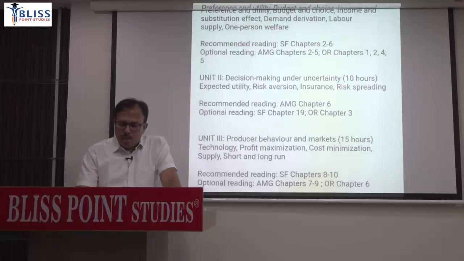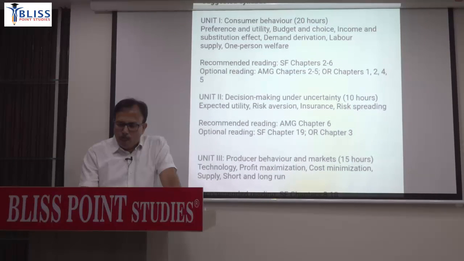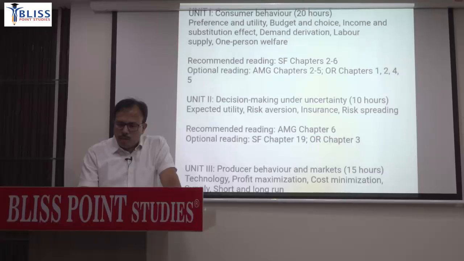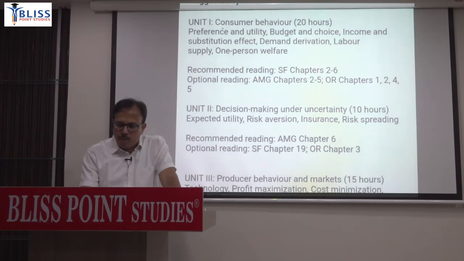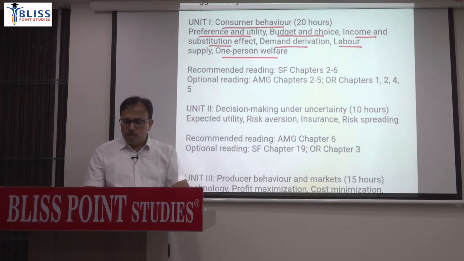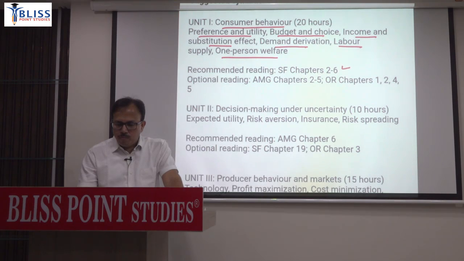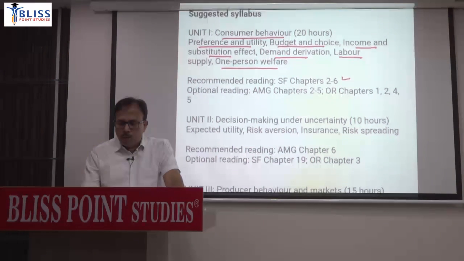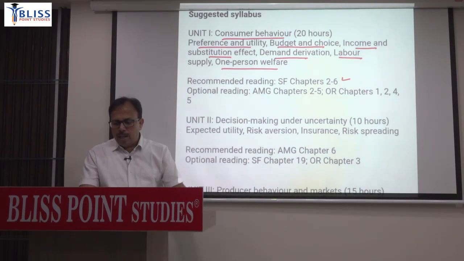So far the provisional syllabus available for unit number 1, that is consumer behavior, deals with preference and utility in one chapter, budget and choice, income and substitution effect, demand derivation, labor supply, and one person welfare. So there are various chapters, chapter number 2 to chapter number 6, and it is written SF.